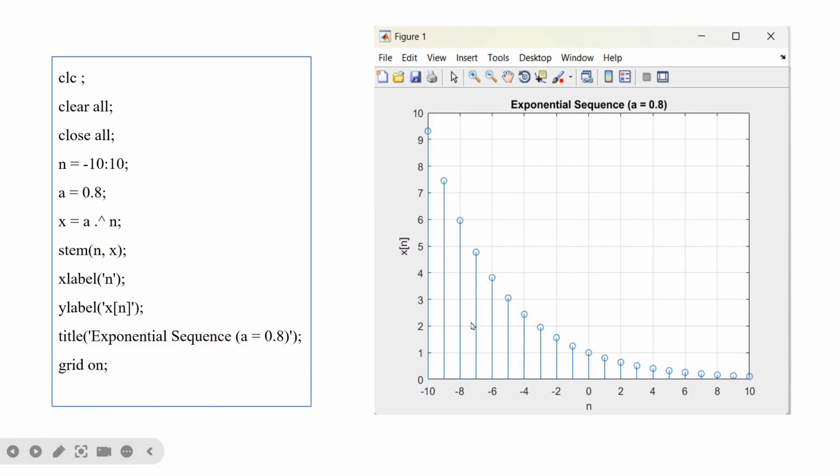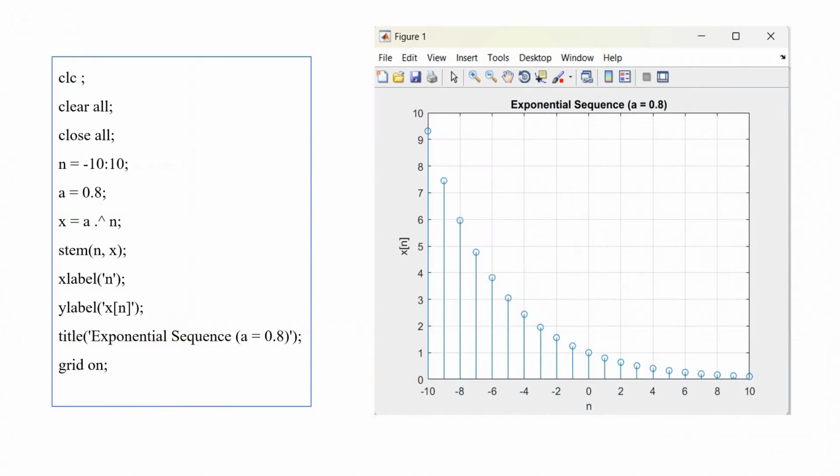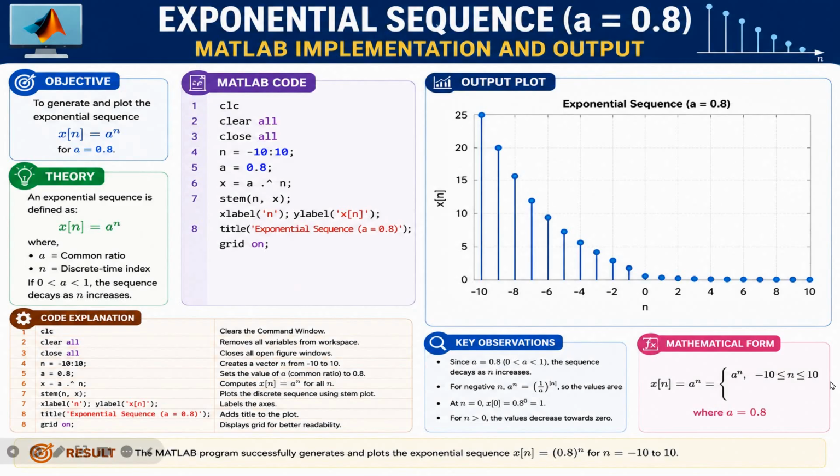Okay, this is the program, and this is the output you get in MATLAB. We will execute this in MATLAB. This is the overall summary of the exponential sequence, and here is another program for the exponential sequence. In this program we are not asking for the values of n; we are defining the time index in the program itself, and we are taking a fixed value for a.